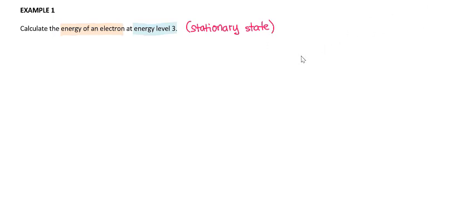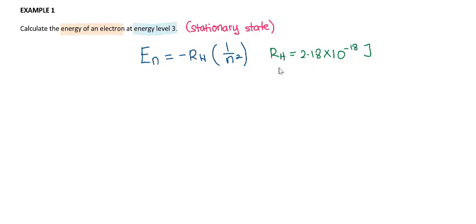So the formula that you are going to use is En is equal to negative RH times 1 over n squared. The RH value here is the Rydberg constant. Since this is the energy, the value of this RH is 2.18 times 10 to the power of minus 18 joules. Why do I mention this value? Because you are going to see two different values for the Rydberg constant. So if you want to find the energy, the value of RH must be in joules.